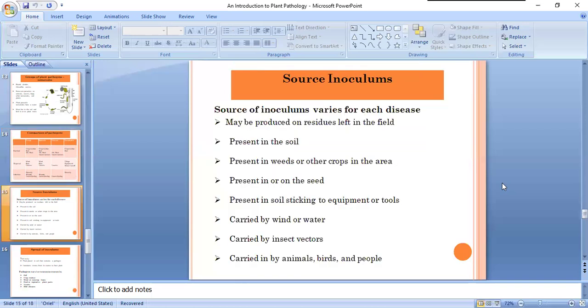Now, the source of inoculum. The source of inoculum varies from disease to disease. It is not similar for every disease. It may be produced on residues left in the field, or present in the soil, or in weeds or other crops in the area, or in or on the seeds. It may be present in soil sticking to equipment or tools. It may be carried by winds or water, by insect vectors, or by animals, birds, and people.